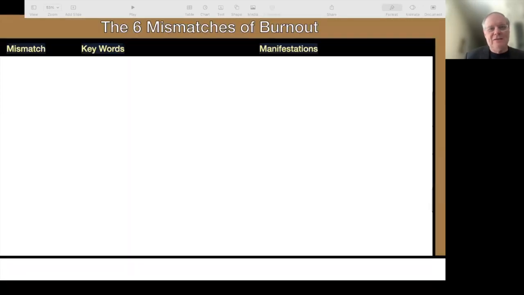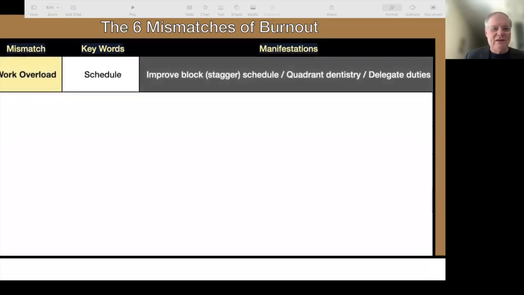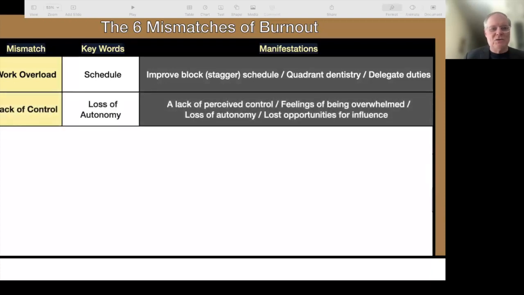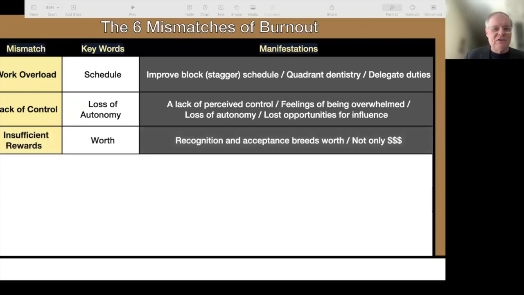So in key mismatches, the top 6, I'm going to give you some key words to take away. When there's work overload, look at your schedule. When there's lack of control, loss of autonomy is huge because you feel like you're not effective anymore. You don't know where you're going. Look at the autonomy. What do you need to change jobs? Do you need to focus more on education? Where are the solutions? Insufficient rewards. Is it really worth being here? A thank you goes a long way.